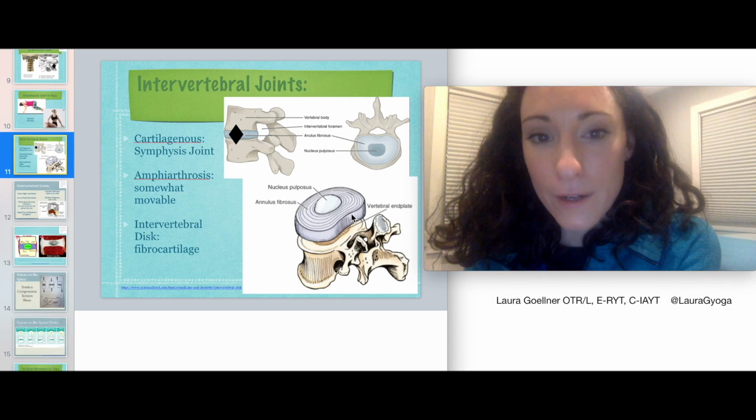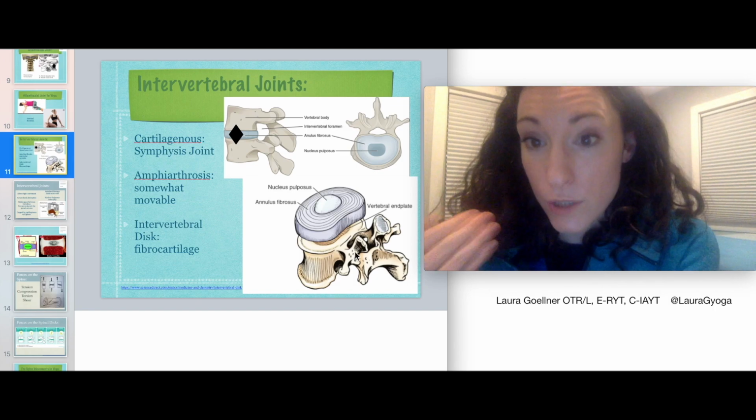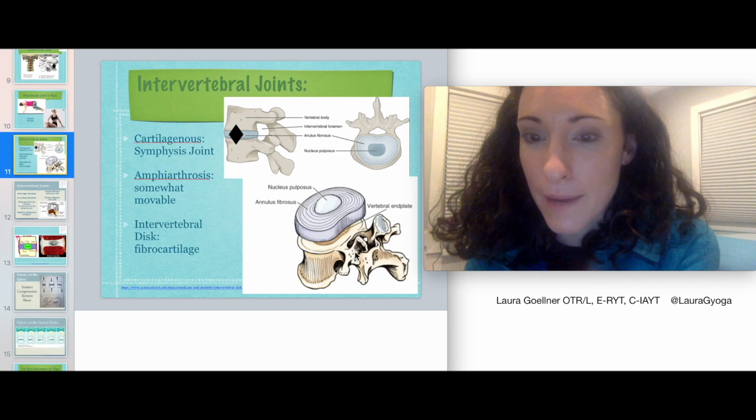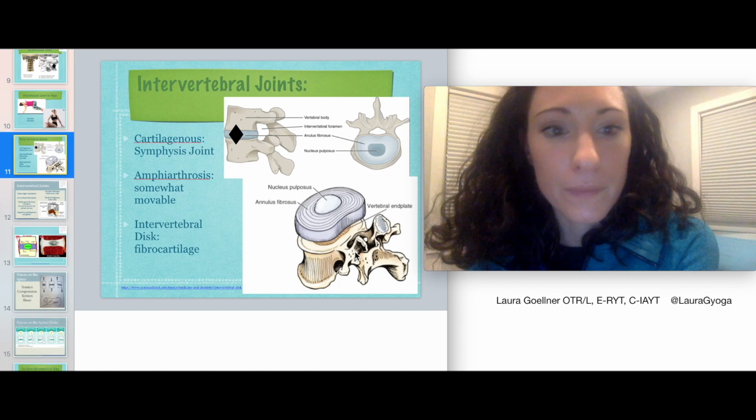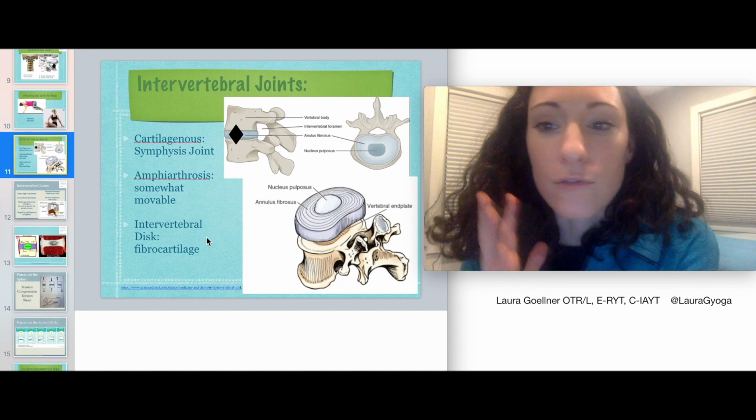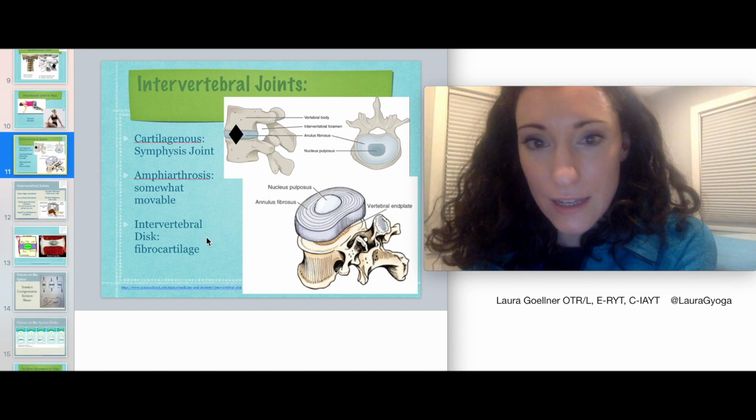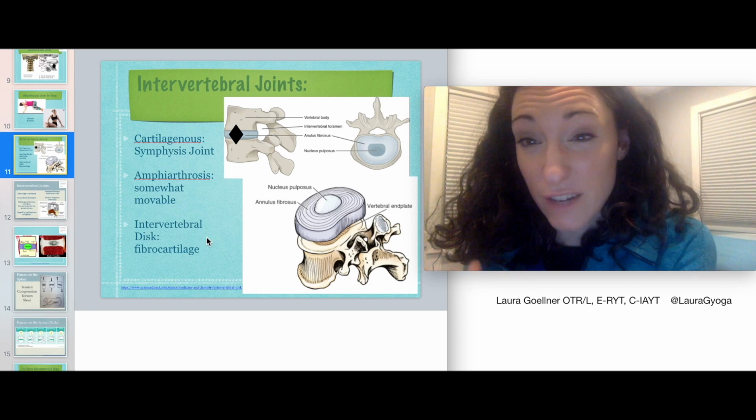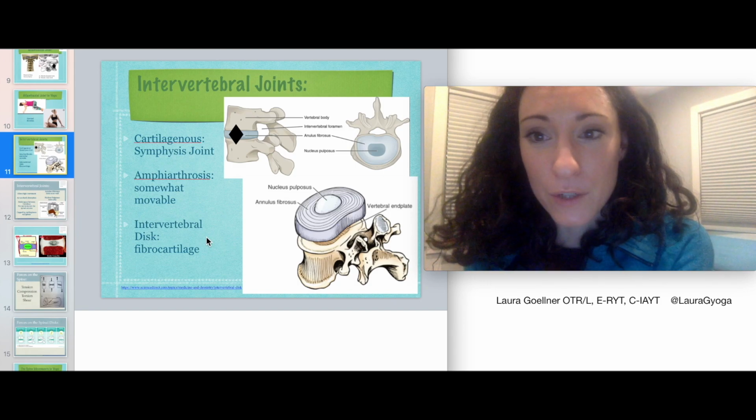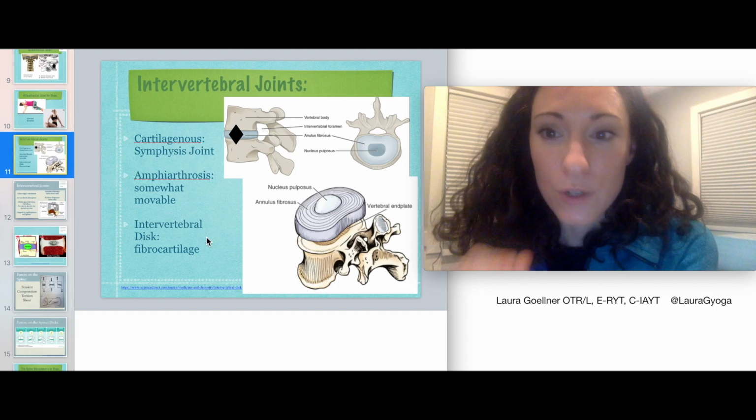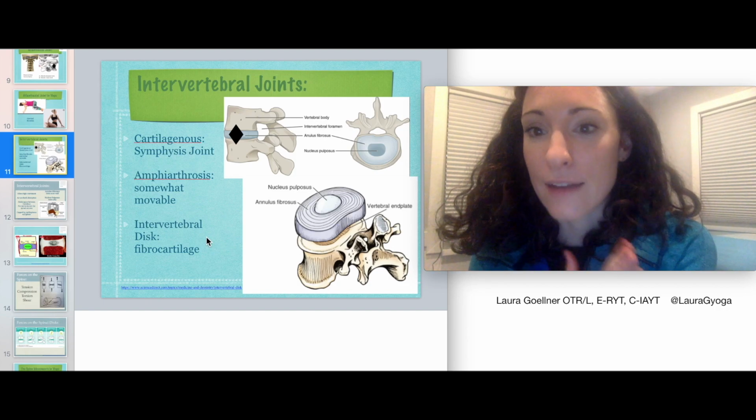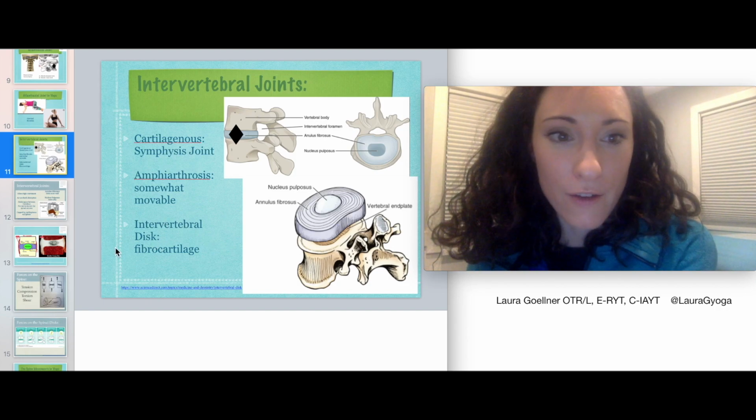And the one that we hear about is when it gets squished toward the posterior, because that's where the nerves come out and that's the one that's going to be painful. But you can also just have normal age-related changes to these, right? We kind of dehydrate as we get older. We don't have as much fluid in our tissues, which means that they're not quite as resilient, and that is all a normal part of aging.